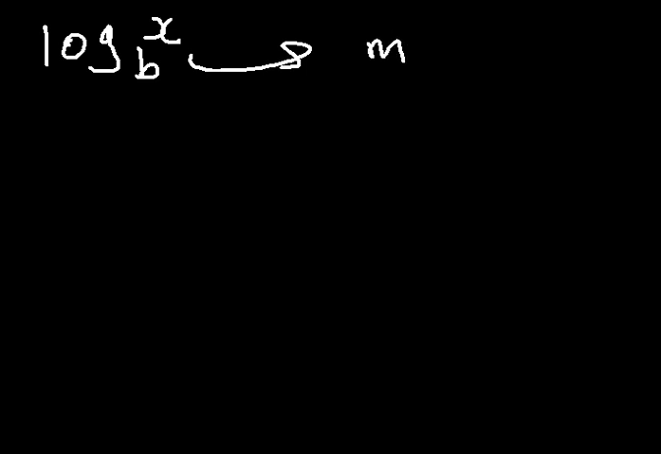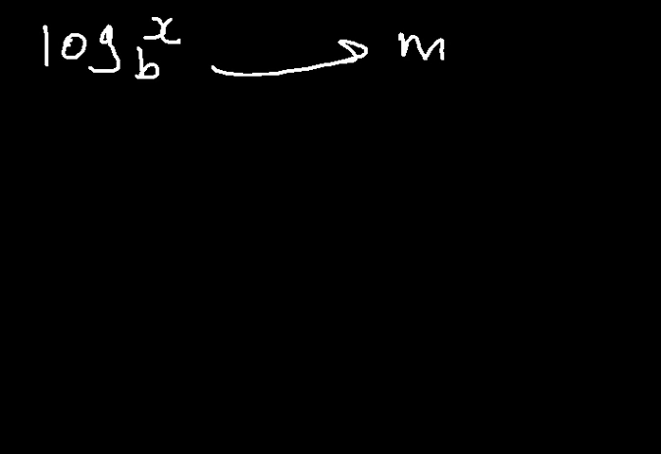So now, how can you change the base of the log? Let's say we have log b of x. How can we have this as a log of base m? How can we change the log of base b into the log of, let's say, base m? How can we have that?